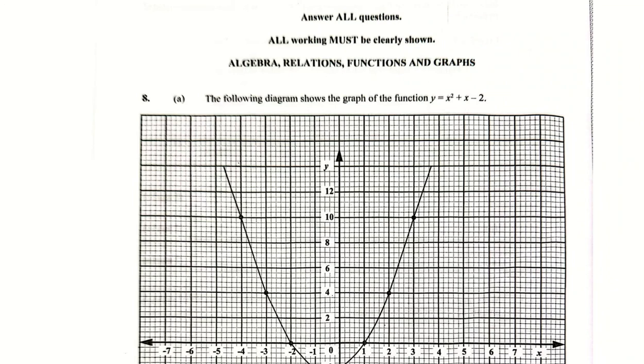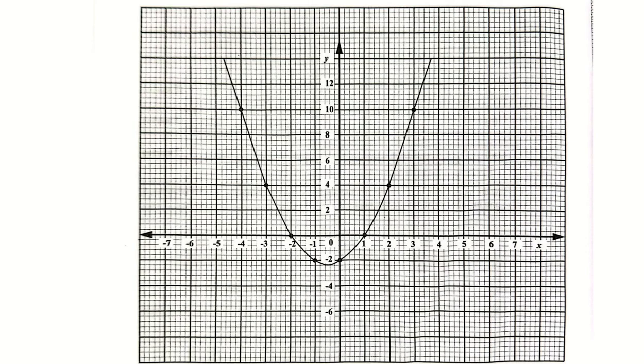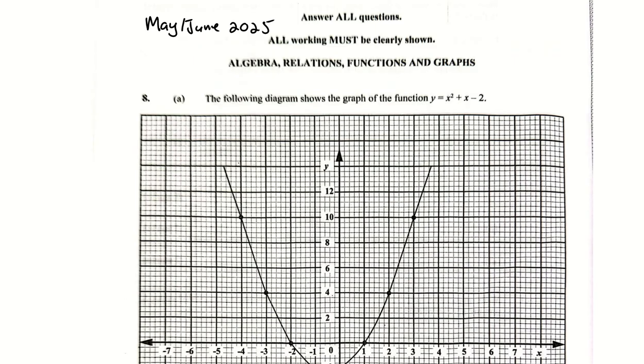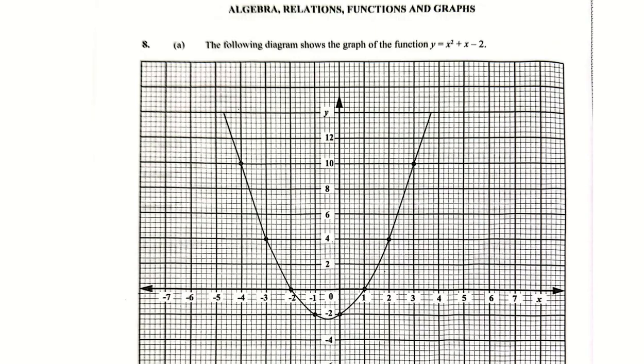Today we're going to be doing May, June 2025, number 8, paper 2. So let's look at this. This immediately is a quadratic, right? A curve, a parabola, if you want to call it that. The following diagram shows the graph of a function y equals x squared plus x minus 2.